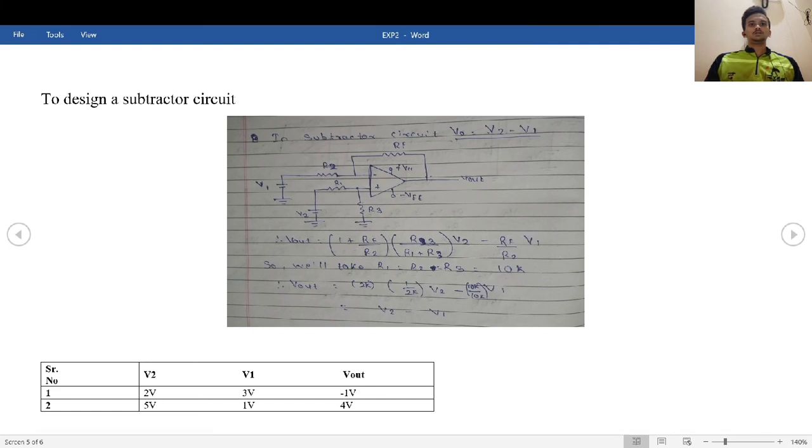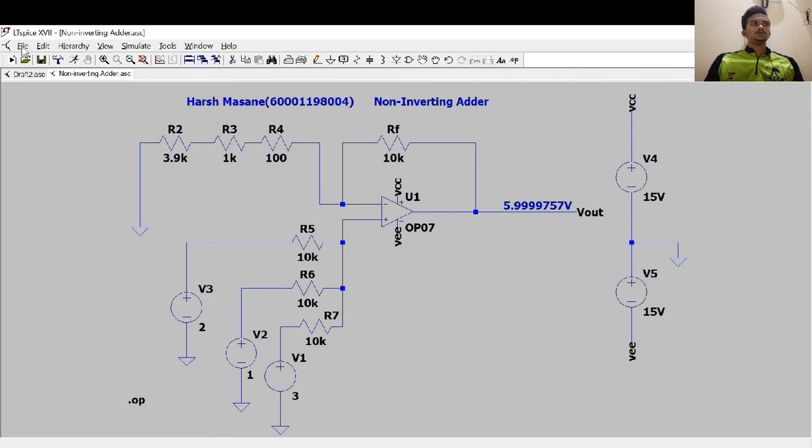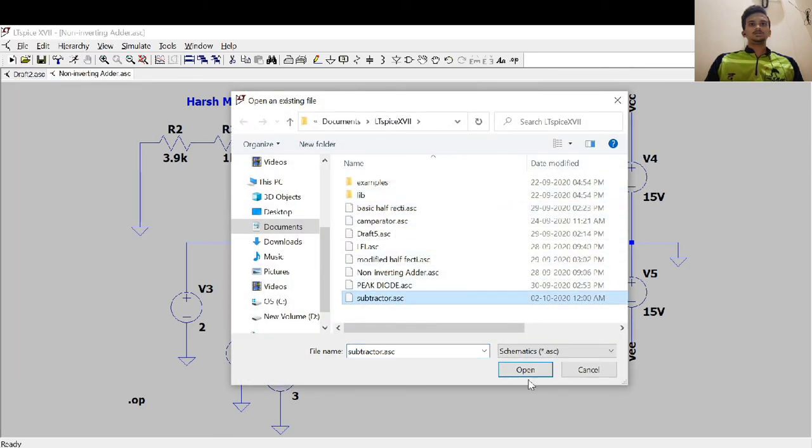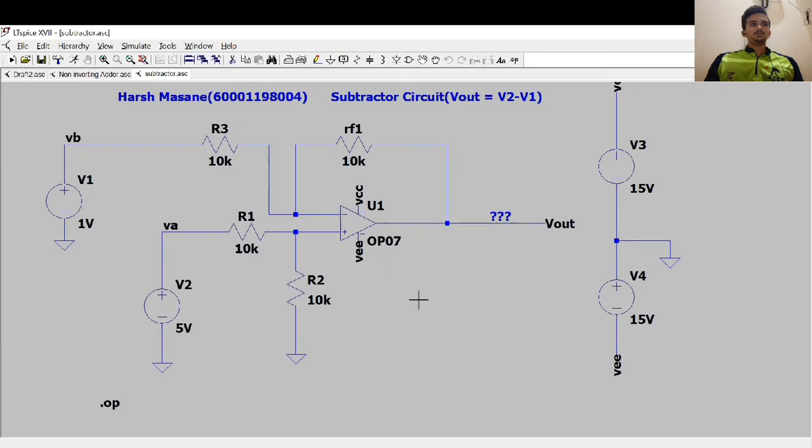So let's open it on LTspice. I have already designed it. So let's see to it. So this is my subtractor. V1 supply is given to the inverting, V2 to the non-inverting, RF 10K, all the resistors 10K. So we'll get the expression V2 minus V1.